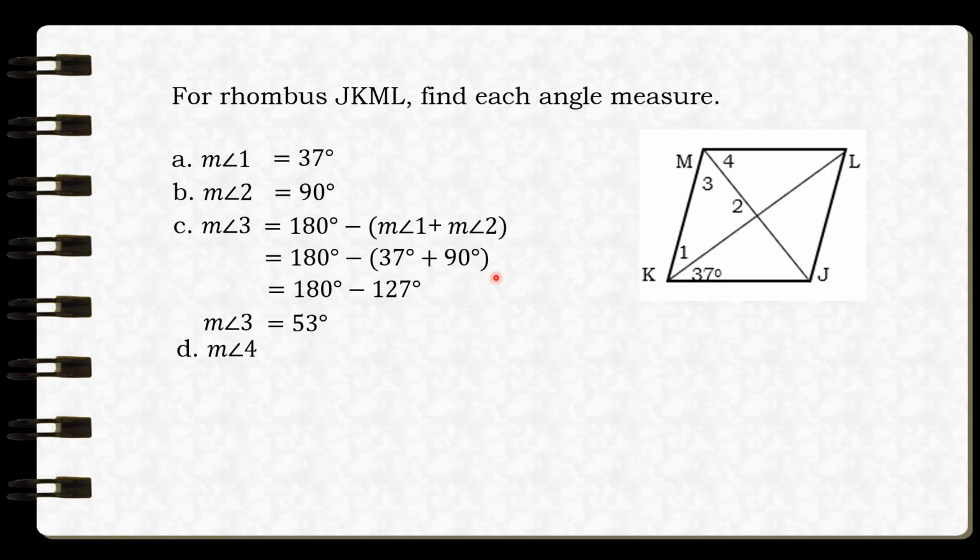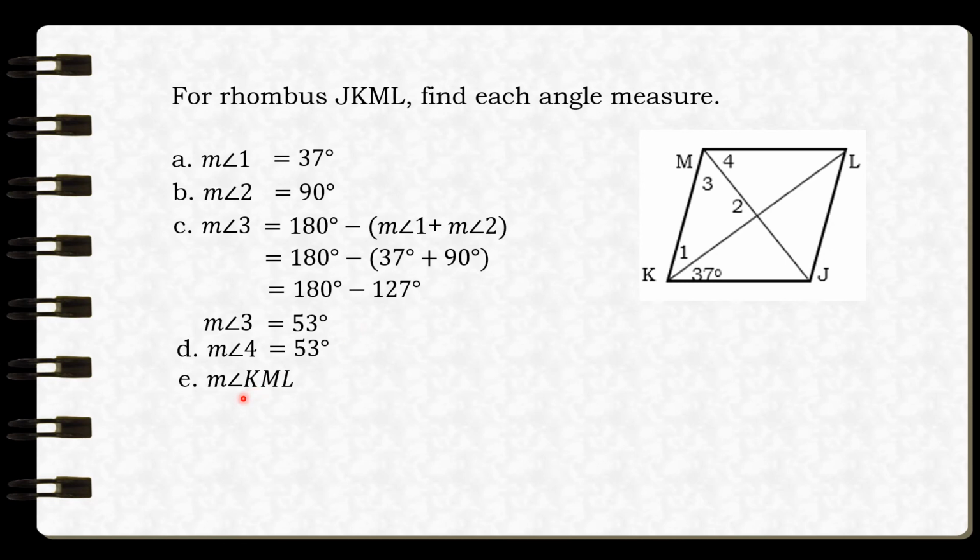Next, the measurement of angle 4. This is angle 4. Since we know that the diagonals of a rhombus bisect the vertex angle, whatever is the measurement of angle 3 must also be equal to the measurement of angle 4. So since the measurement of angle 3 is 53 degrees, the measurement of angle 4 is also 53 degrees.